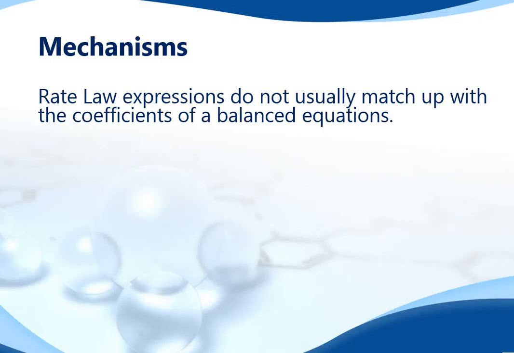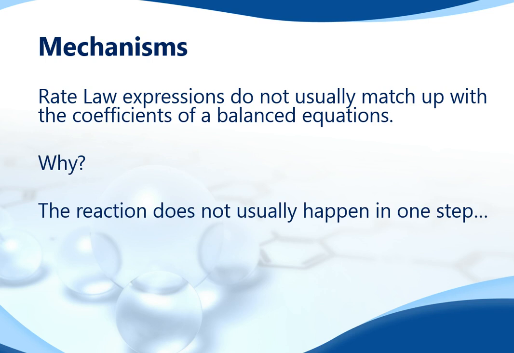Before we get into mechanisms, let's review rate laws a little bit. One of the tenets that you've learned about rate laws is that the rate law expression does not usually match up with the coefficients of a balanced equation. You should know by now that when you come up with a rate law, such as rate equals k times A to the first, B to the second, it doesn't necessarily mean that A has a coefficient of 1 and B has a coefficient of 2. Rather, those numbers are determined experimentally.